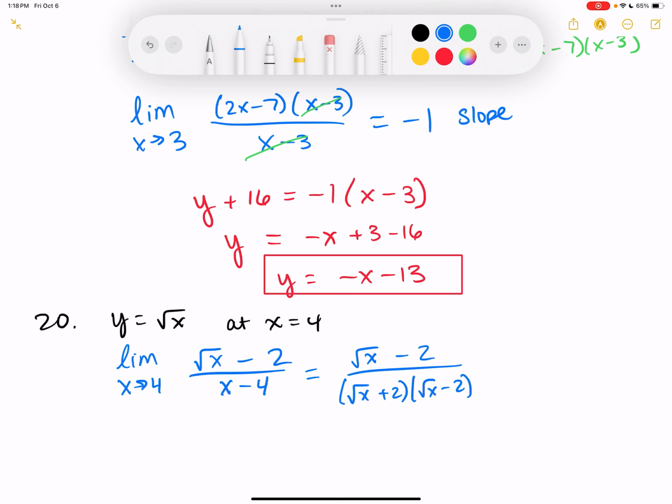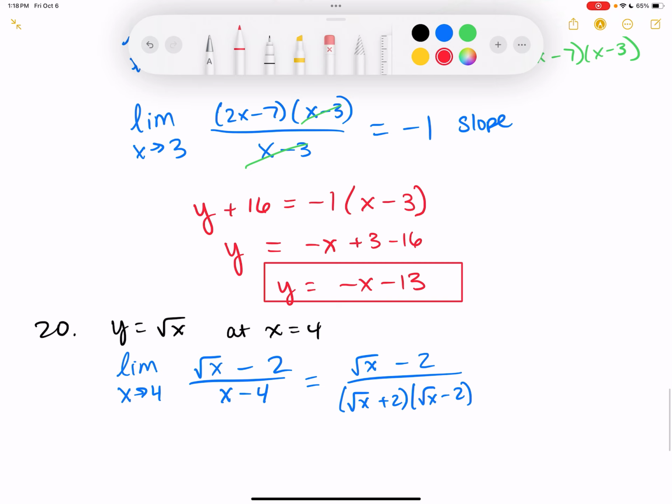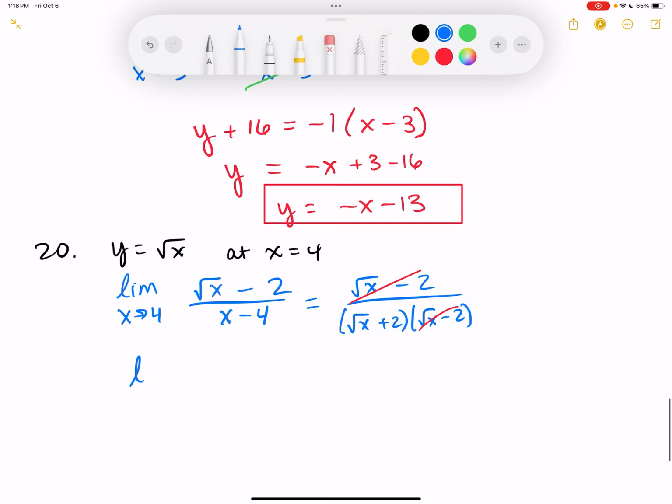Now, I very rarely ever see this have to be done. So, part of why I do this one for you is so that you see it. Because now what can happen? You can cancel it out. So now I have the limit as x approaches 4 of 1 over the square root of x plus 2. And now if I plug in 4 for x, I get 1 over 4. So that's my slope now of my tangent.